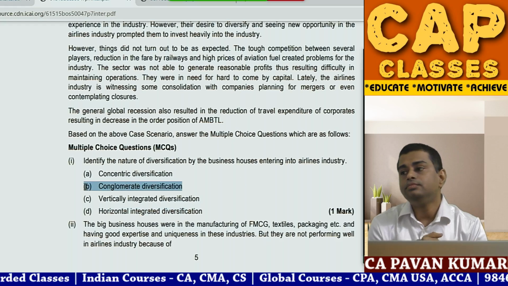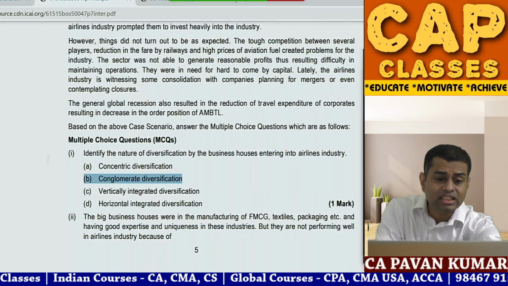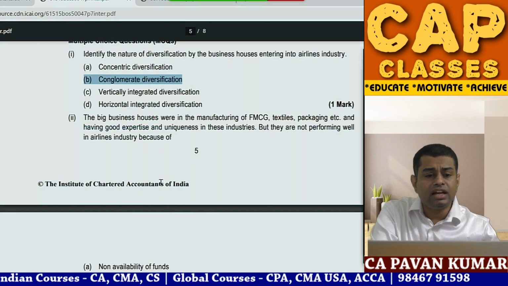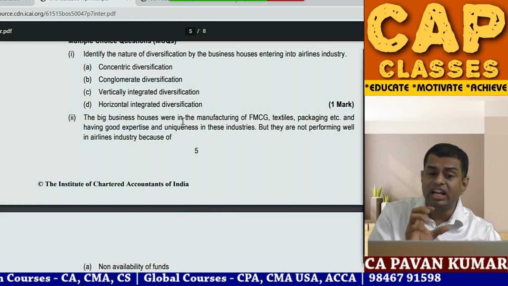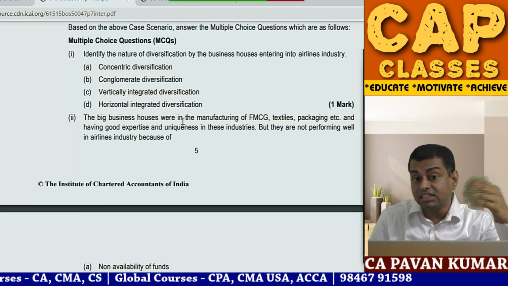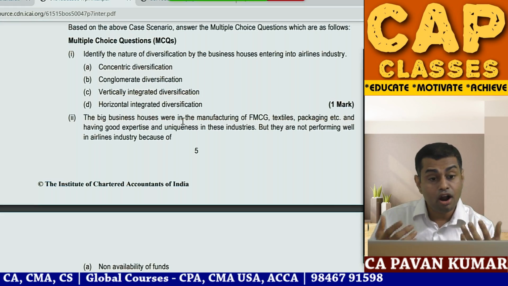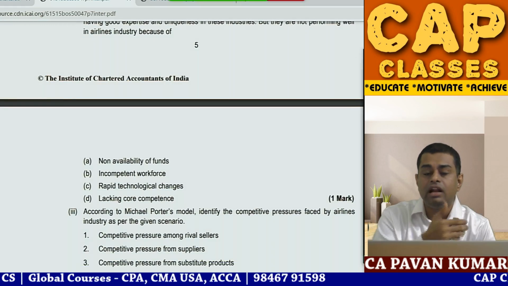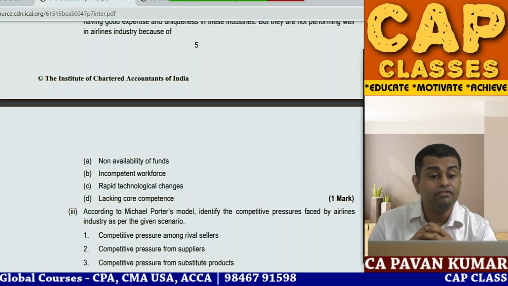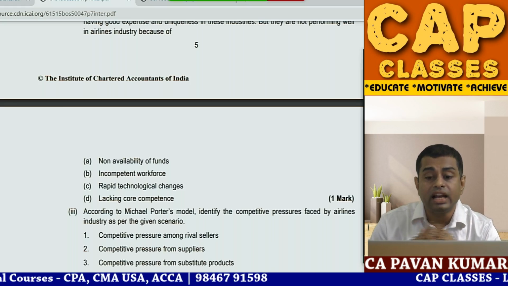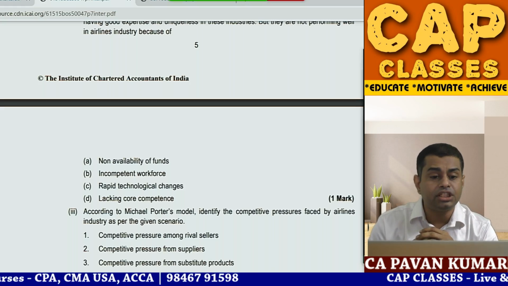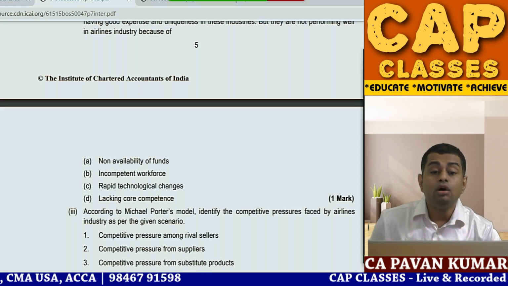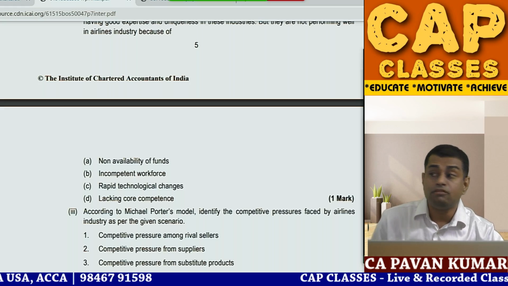1 mark. 2. The big business houses were in manufacturing of FMCG, textile, packaging, etc., and having good expertise and uniqueness in these industries. So in their industries they are experts, but they are not performing well in the airline industry because: 1. Non-availability of funds, they don't have funds. 2. Incompetent workforce, their employees are inefficient, incompetent. 3. Rapid technological changes. And 4. Lacking core competencies. They do not have core competencies.